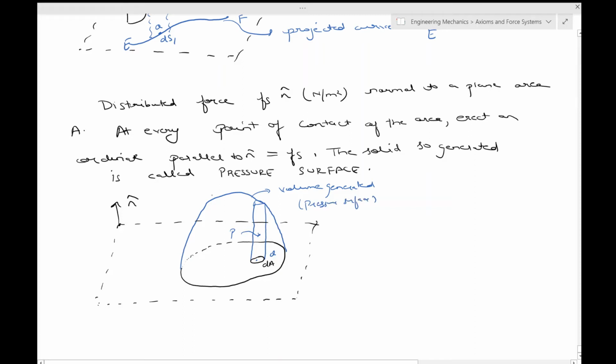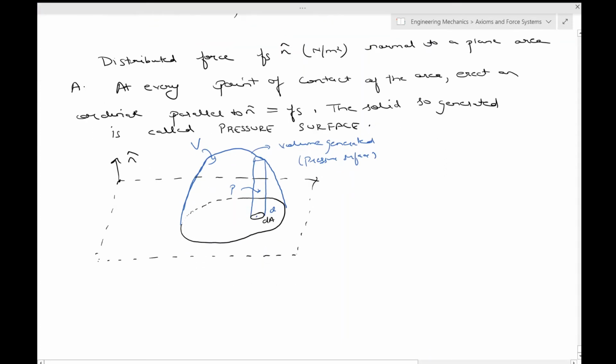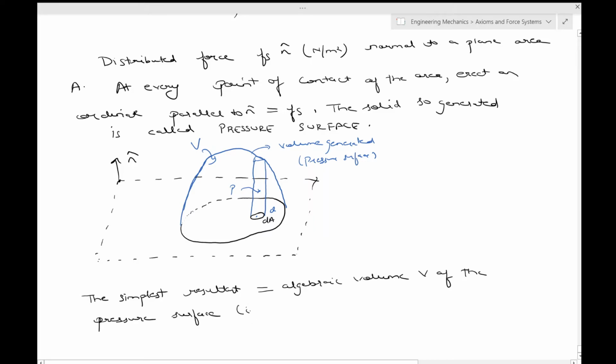The surface is this particular part of it. So this is V. Now the simplest resultant equals the algebraic volume V of the pressure surface, if V is not equal to 0, and acts through the centroid.